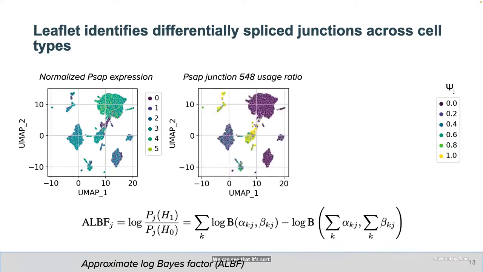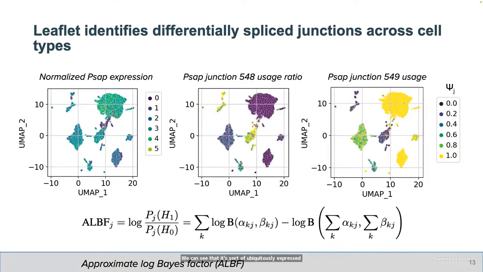But if we look at the two junctions that we recover with our ALBF score, or leaflet score, we can see instead that on the splicing level, for these two specific events, they really nicely mark some of the different cell types that exist in the data. So overall, I think there's great potential to use this to find novel, not just total gene markers, but splicing specific factors for different cell types and cell states.